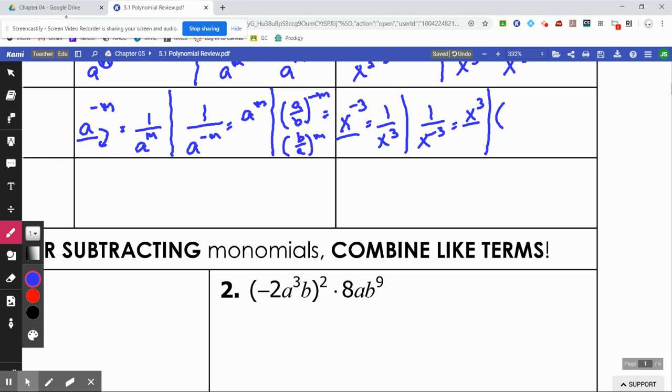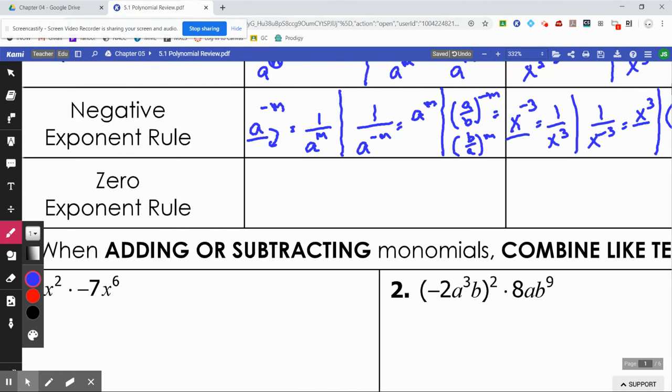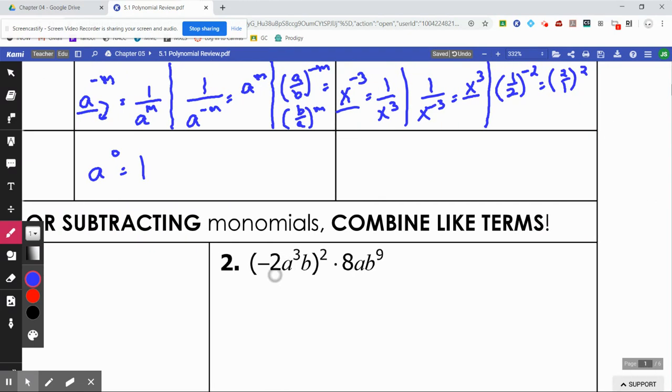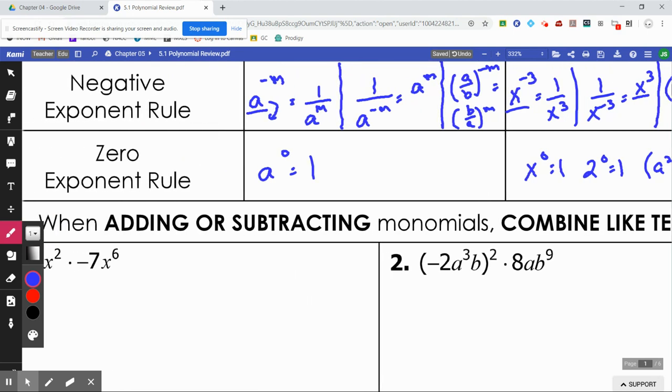Or if you have 1/2 to the negative 2 power, that's the same thing as 2 over 1, or just 2 to the positive 2 power. And then the last 0 exponent rule, the easiest of all of them: anything to the 0 power is 1. A lot of people get that mixed up and they say it's equal to 0, but it's not. Anything to the 0, whether it be x to the 0 is 1, 2 to the 0 is 1, or a squared b to the 0 power, anything to the 0 power is always 1.